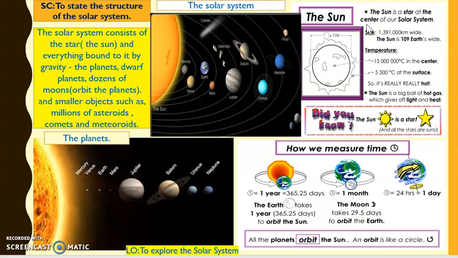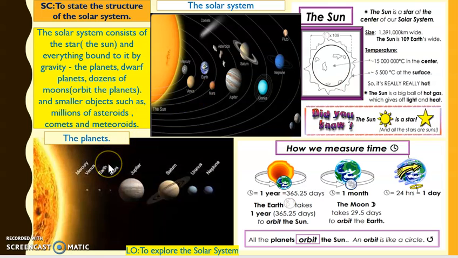The sun. Did you know that the sun is a star? Yes, the sun is a star at the center of our solar system and is the hottest body in our solar system. The temperature of the sun at the surface is 5,500 degrees Celsius, and in the middle it's 15 million degrees Celsius. The sun is a big ball of hot gas which gives off light and heat.